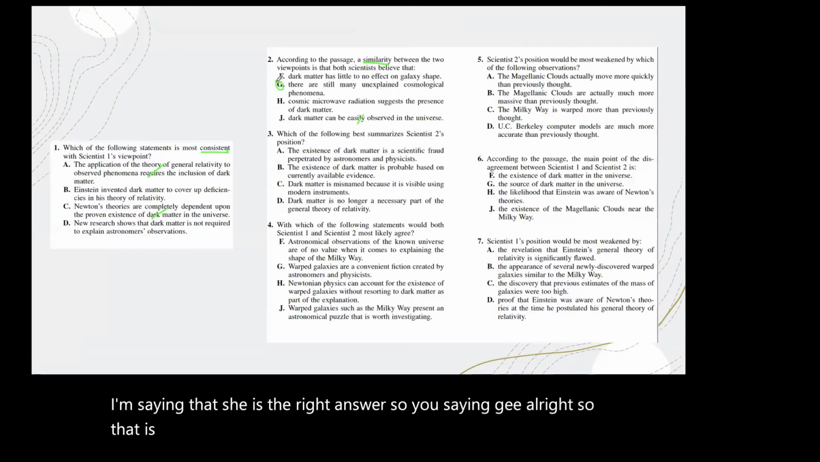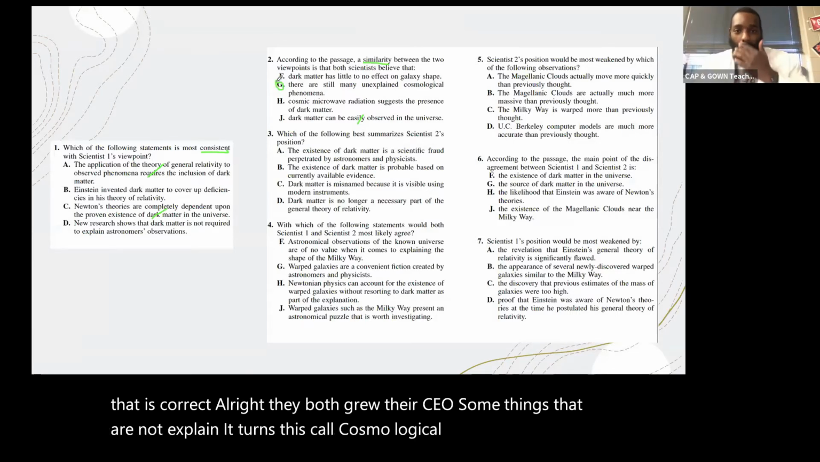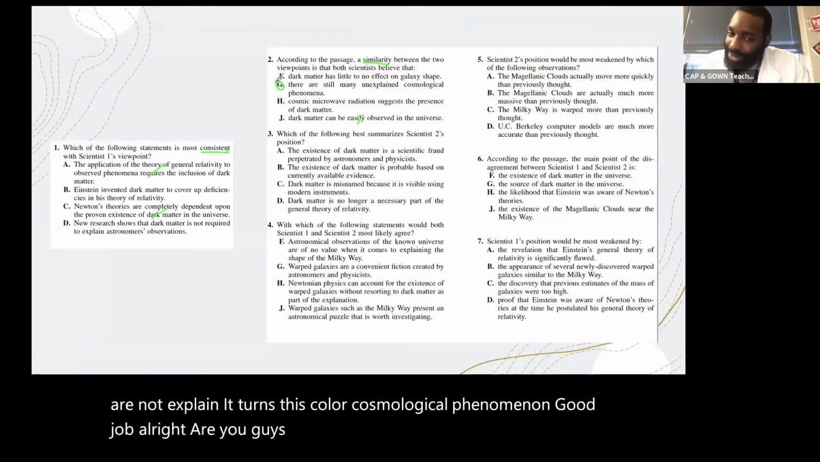They both agree there are still some things that are not explained in terms of this cosmological phenomenon. Good job. All right. Are you guys feeling a little bit more comfortable with this?